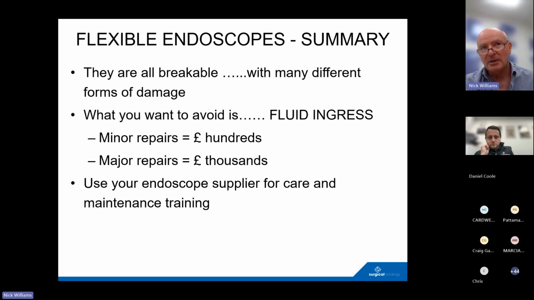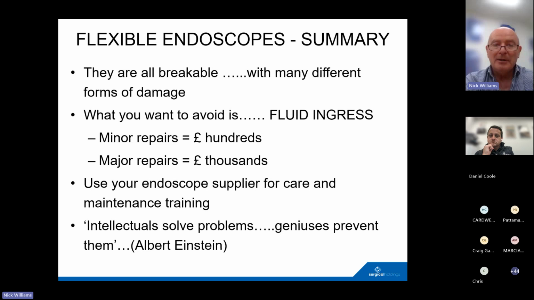So if all of a sudden you start seeing a lot of distal tip damage, for example, it may be a new person in your department who hasn't had the training or doesn't quite realize how delicate the distal tip is, and they're running around with it, bashing it on everything. Simple things like that you can start looking at and nip those problems in the bud before they turn into very big ramifications from a repair spend perspective.